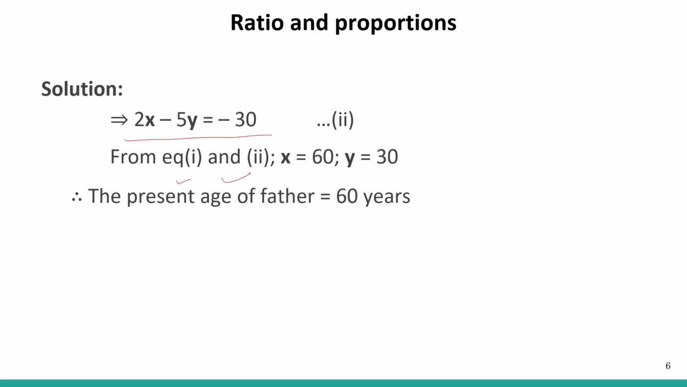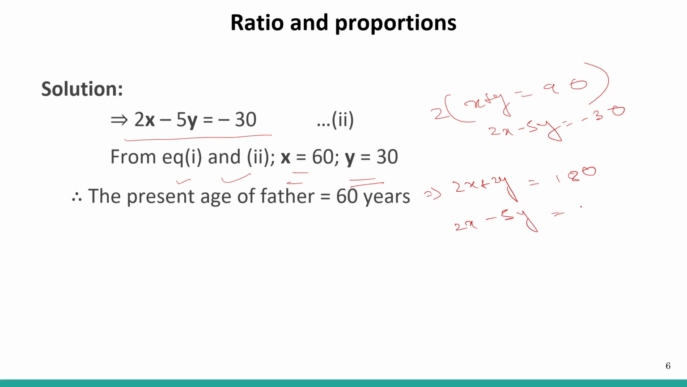From equations 1 and 2, x is equal to 60 and y is equal to 30. As x plus y is equal to 90 and 2x minus 5y is equal to minus 30, let's multiply 2 with the first one. So we are left with 2x plus 2y is equal to 180, and 2x minus 5y is equal to minus 30. Subtracting, we are left with 7y is equal to 210. This implies that y is equal to 30.